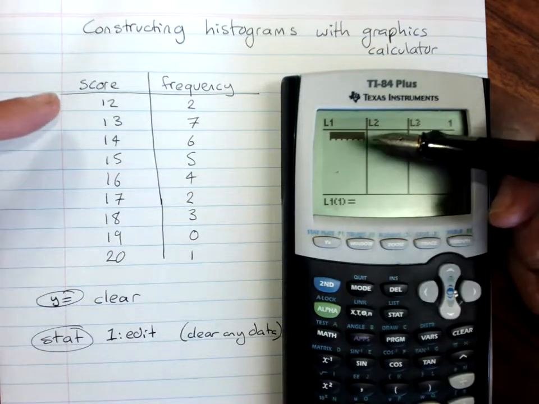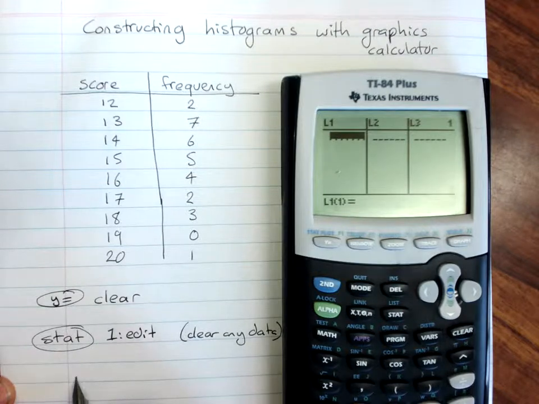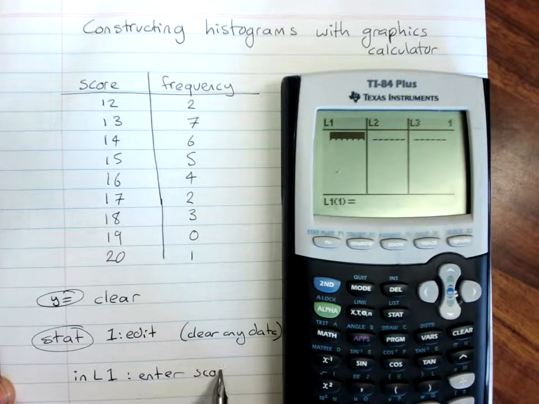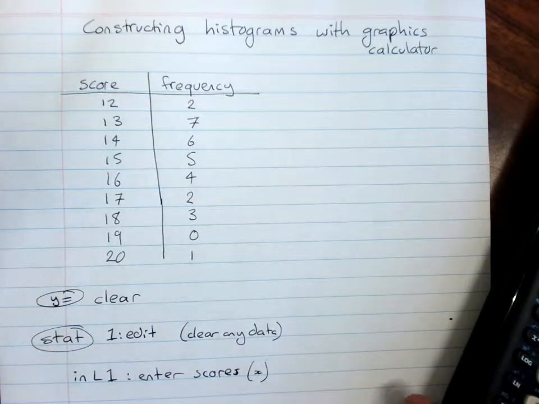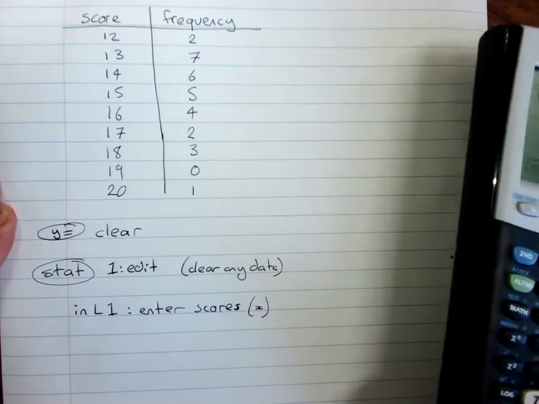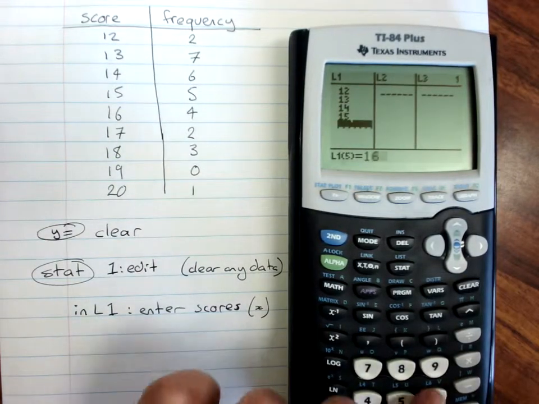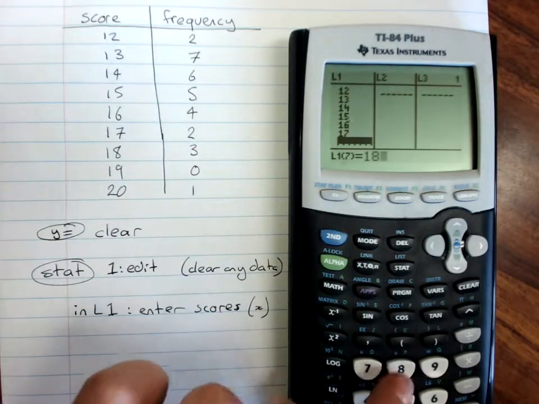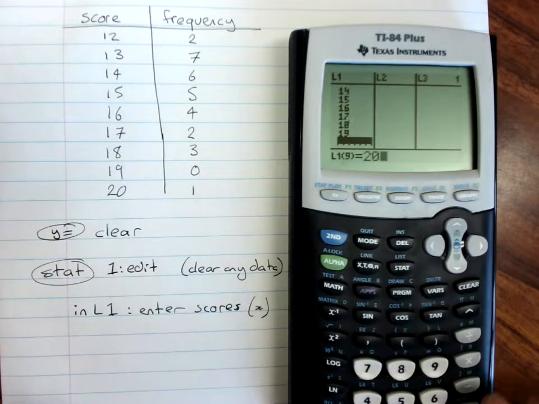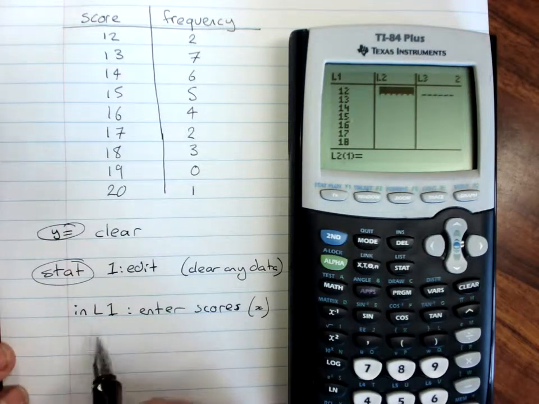Then, in your L1 column, you enter the score column for your frequency table. Which is, of course, the X column of our frequency table. So your scores are heading down here. And then in your L2 column, you enter the frequency.